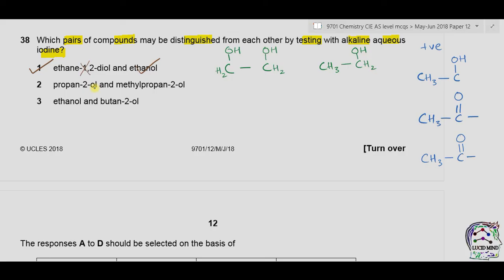Option 2, we have propan-2-ol. In propane we have 3 carbon atoms, and 2-ol means that OH is on the second carbon. Second is methylpropan-2-ol. So again we have propan-2-ol, and a methyl group is also present on the second carbon.